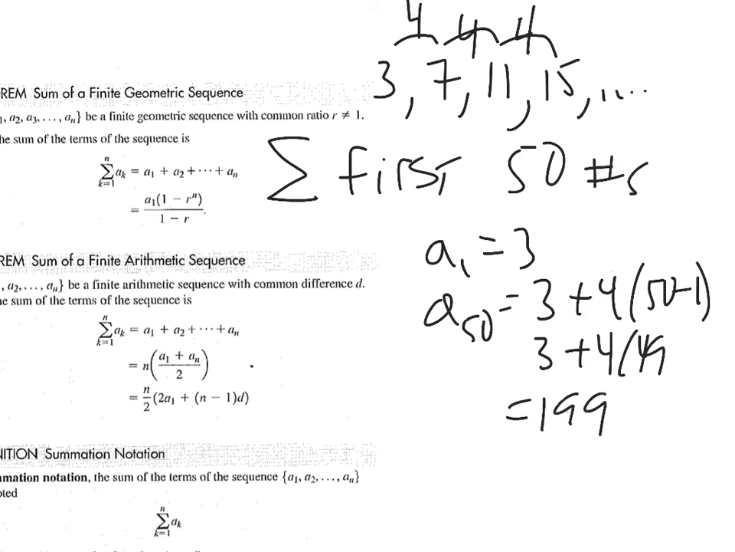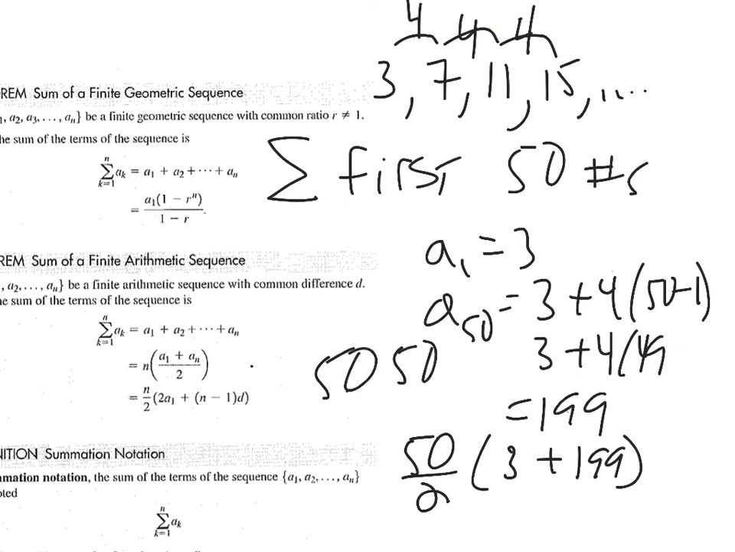So now what's the sum of all those numbers? Well, we have 50 numbers divided by 2 times the first term, which is 3, plus the last term, which is 199. 3 plus 199 is 202. And then I'm going to times that by 25, because 50 divided by 2 is 25. So that adds up to 5050. And that's how that works.